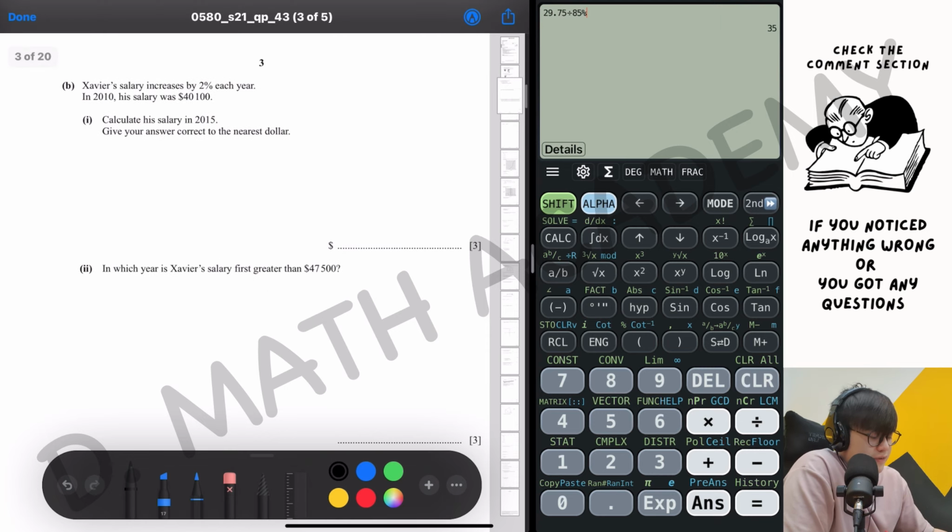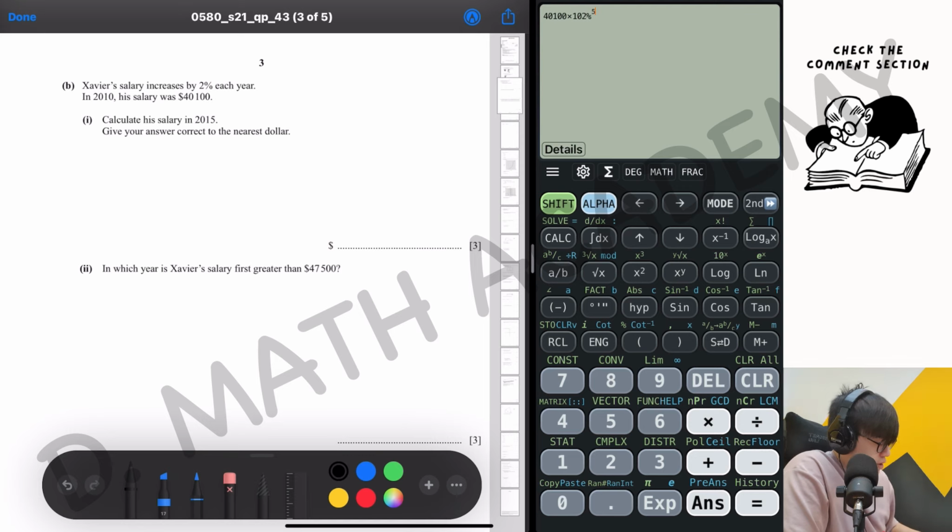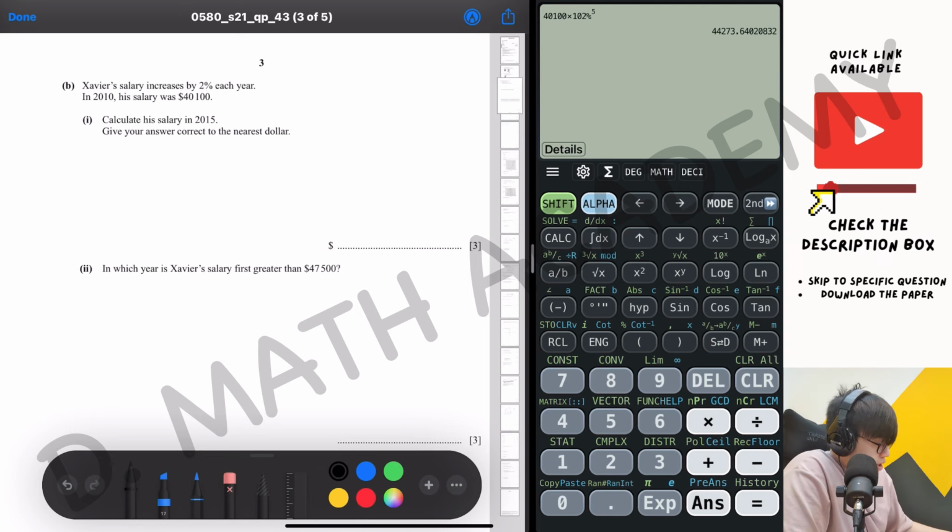Moving on to part B, Xavier's salary increased by 2% each year. In 2010 it was 40,100. Calculate his salary in 2015. So if this is the case, then what I would do is take 40,100 times 102% to the power of 5, you get your answer as 44,273.64, but they say corrected to the nearest dollar. That's why I rounded up to 44,274.